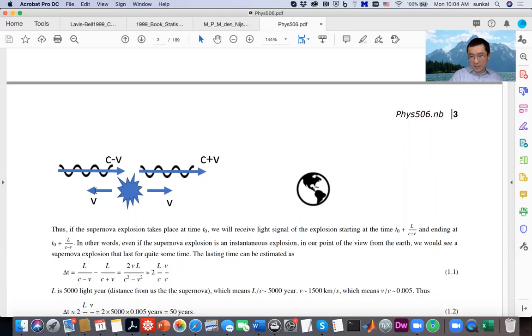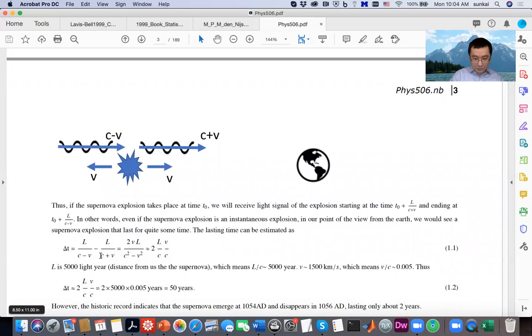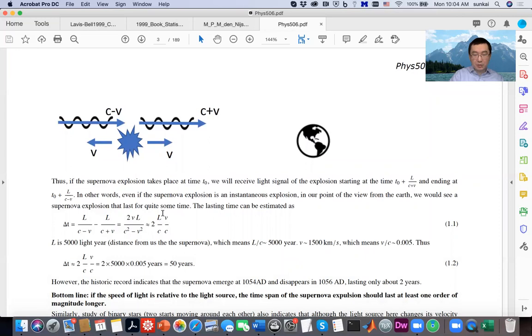Say L is the distance between the star and Earth. Then L over C minus V is the time it takes for this light signal to reach Earth, and L over C plus V, with C plus V in the denominator, is the time it takes for this light to come to Earth. If we calculate the difference between these, because the speed of light is much larger than the velocity of this dust, we can immediately get this approximate formula. And L over C, where the distance between the supernova and the Earth is 5,000 light years, means L over C is 5,000 years. Then there is the velocity of this dust relative to the speed of light.